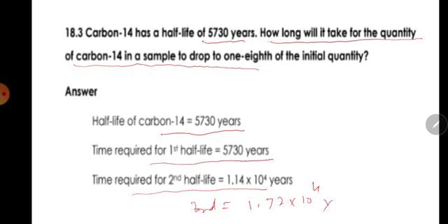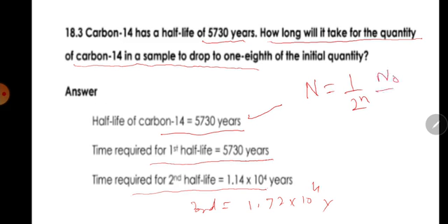So it means that after third half-life, 1/8 of the initial quantity is left, and 1.72 × 10^4 years time is required to decay. You can do it in another way also. Time per half-life is this one. Quantity is not given, so write how long it will take for the quantity of the sample to be left 1/8. So N is equal to 1 divided by 2 power n, N naught.